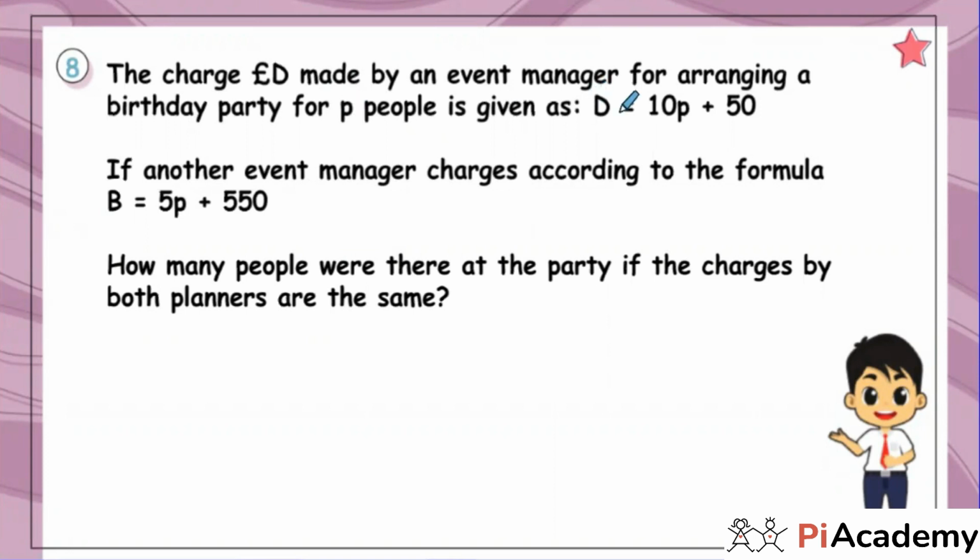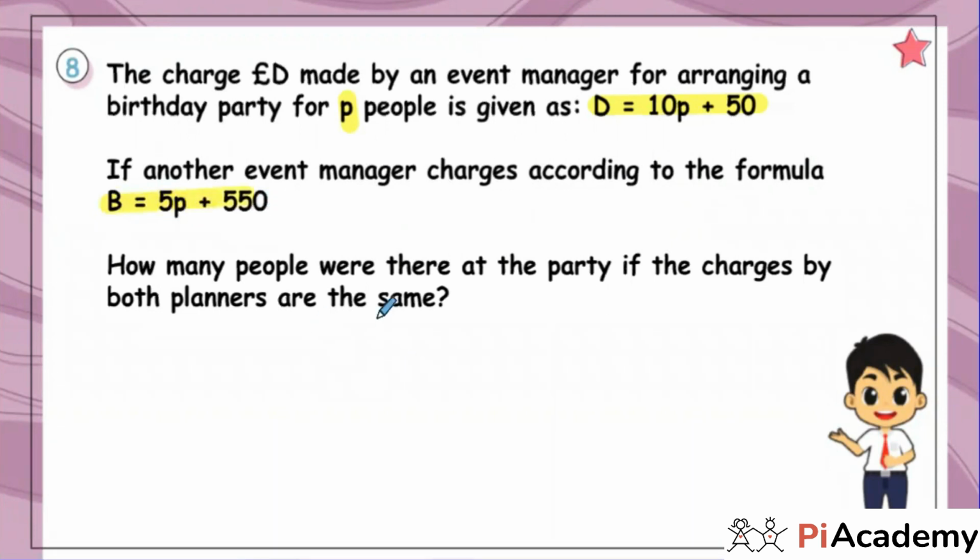Calculation of the charge. To arrange a party, they are taking a charge as per the number of people, right? And P stands for people. So 10P plus 50. This is the charge as per this first event manager. And now another event manager charges according to this formula. So D is the other event manager and he is charging 5P plus 550.